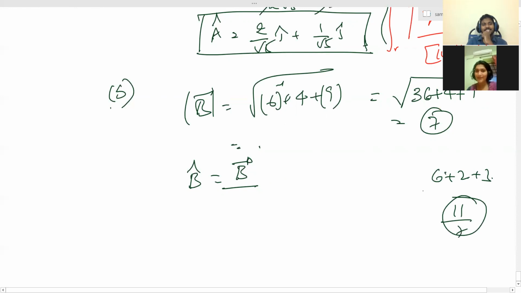Can you add vectors like that directly? One is I cap, one is J cap. It's okay to make a mistake here. Just to teach you, I responded like that. In the final exam, we should not make those mistakes, right?